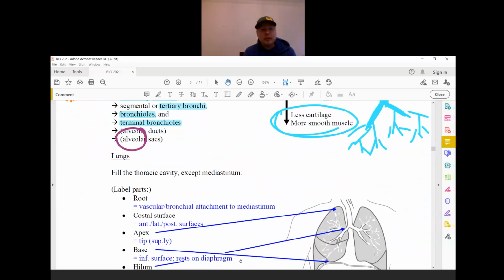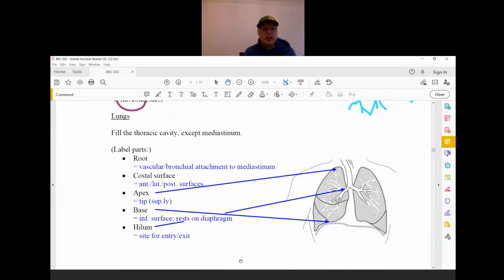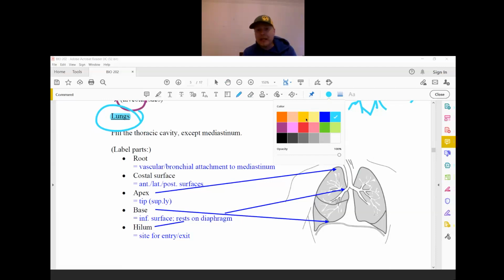Let's discuss the lungs really quickly. Here I have given you, on your study guide, a rather nice diagram that hopefully will help you as you take your notes on the lungs. So let's discuss that together as well. The lungs fill the entire thoracic cavity with the exception of the mediastinum. You might be wondering, what is the mediastinum?